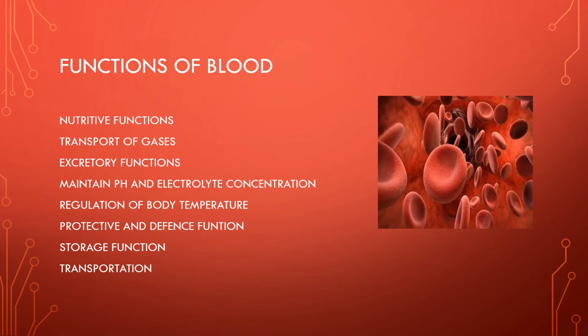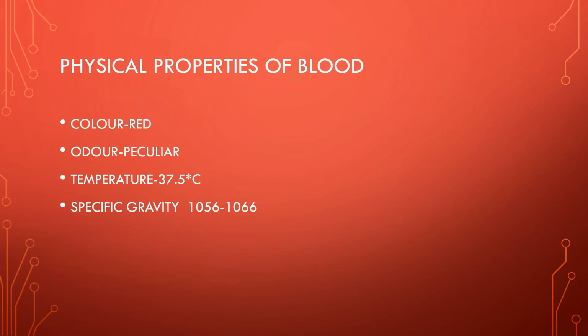It prevents blood loss by the clotting mechanism. Maintenance of acid-base equilibrium: blood, by its efficient buffering, helps maintain the acid-base equilibrium. Blood is also helpful in various functions of the kidneys, skin, and lungs. The main buffers present in blood are hemoglobin and bicarbonates.